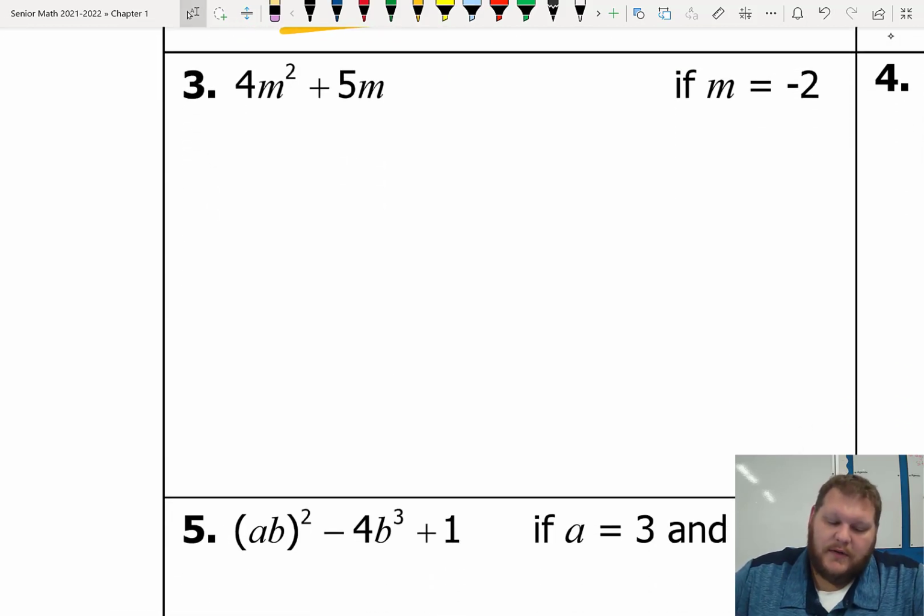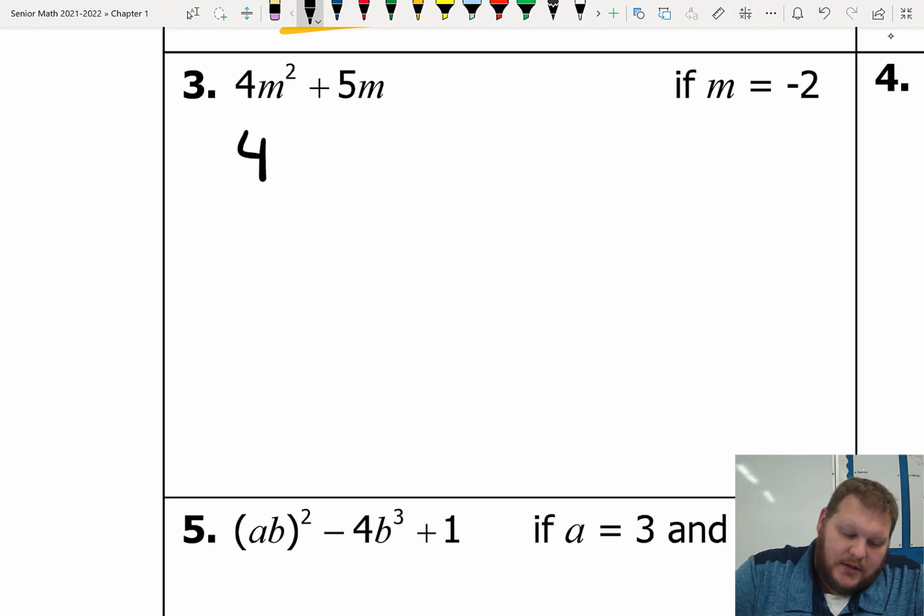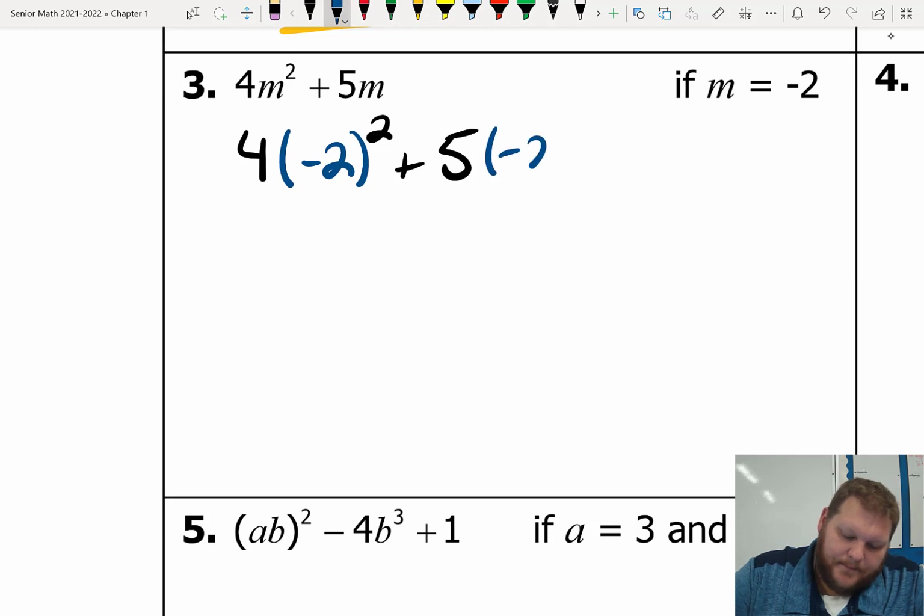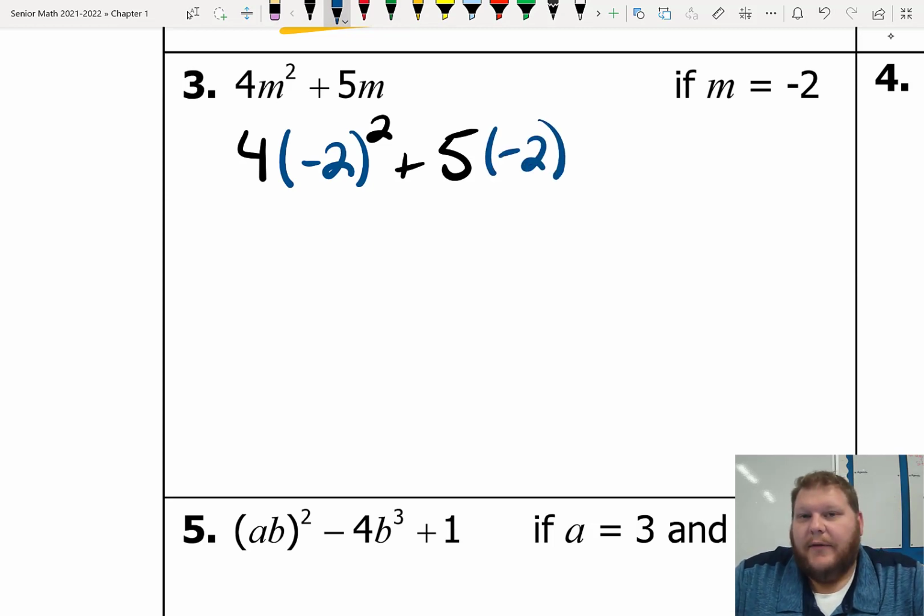With number 3, we've got 4m squared plus 5m if m is negative 2. So once again, I'm just going to replace m with negative 2, and I'm going to leave the rest the same. So now I have to make sure I do this carefully because my squared value here is just on m, so it's just on the negative 2. Because order of operations tells me I have to evaluate those exponents first before I multiply. So I have to do negative 2 squared before I multiply by 4.